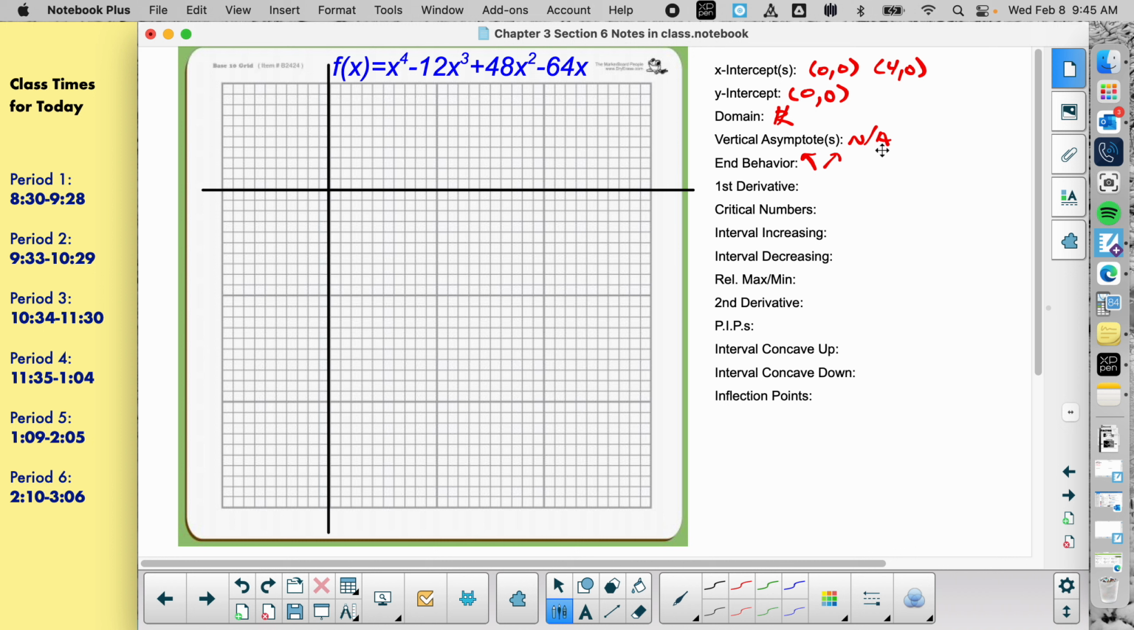I believe on the test, I think I have it listed as limit as x approaches infinity, limit as x approaches negative infinity. So that way it's a little more specific.